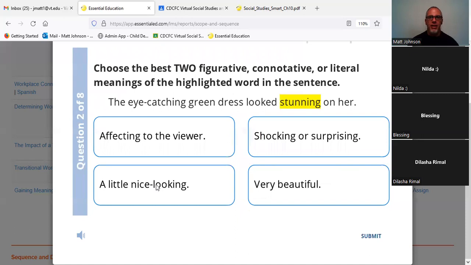The eye-catching green dress looked stunning on her. So using figurative, connotative, or literal meanings, what does that mean? We're not literally being stunned. I'm not going to be incapable of moving. Nobody hit me with a stun gun or a taser when I saw this dress. So what does that mean then? It's affecting to the viewer. There's a sense of awe in seeing this. So it is affecting the viewer.